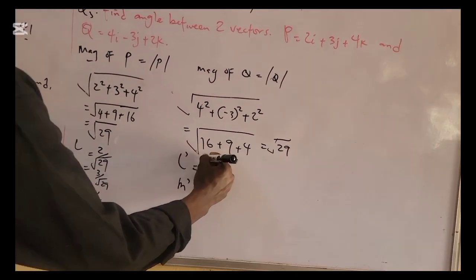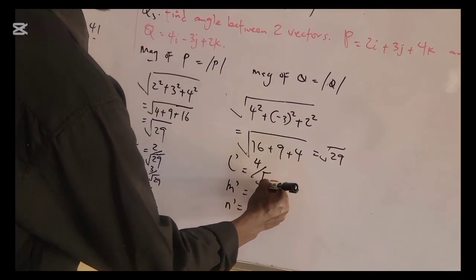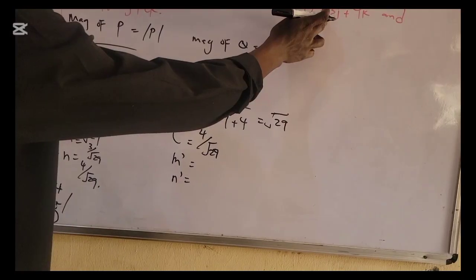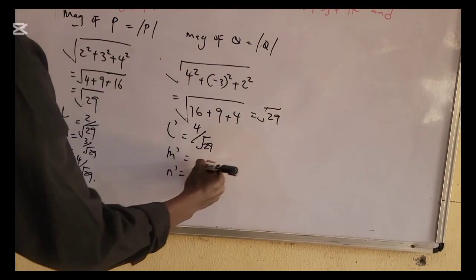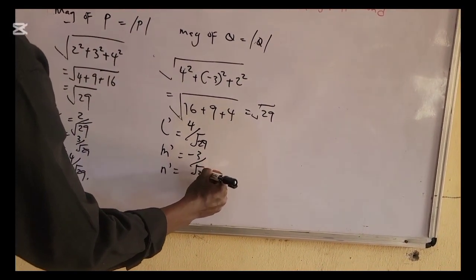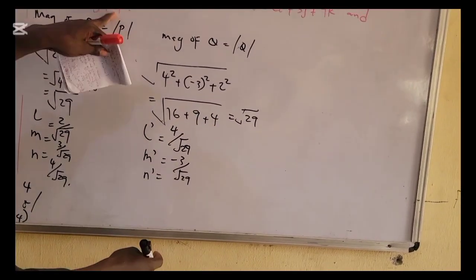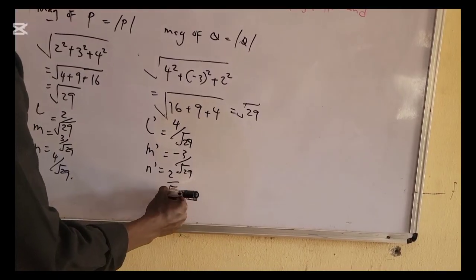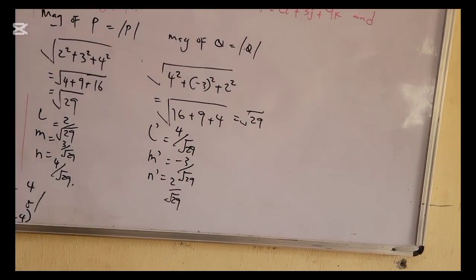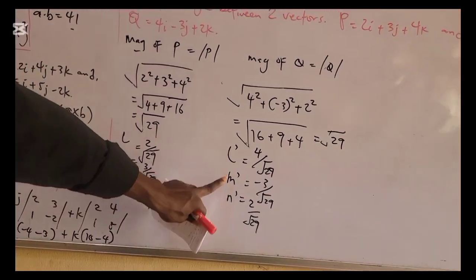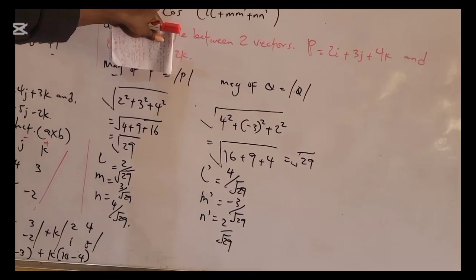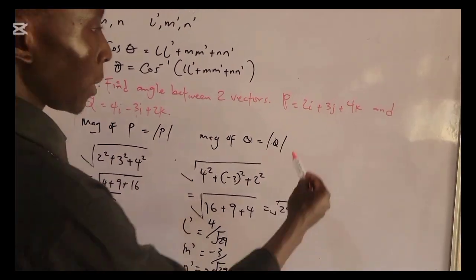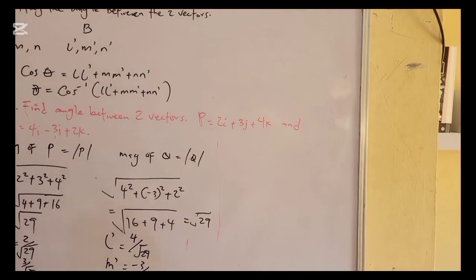For l prime here we'll have 4 over root 29, then m prime is minus 3 over root 29, and for n prime we'll have 2 over root 29. So now that we've gotten our l prime, m prime, and n prime, we can use the formula that we derived the other time.